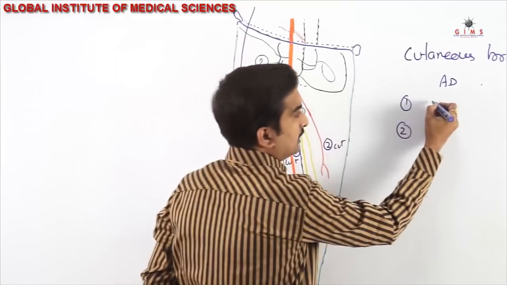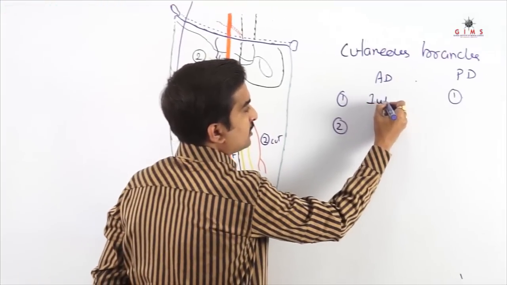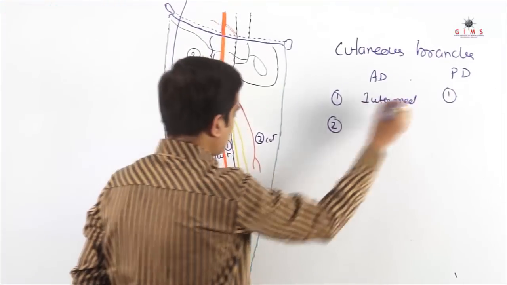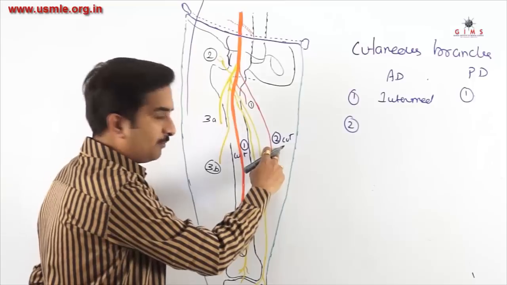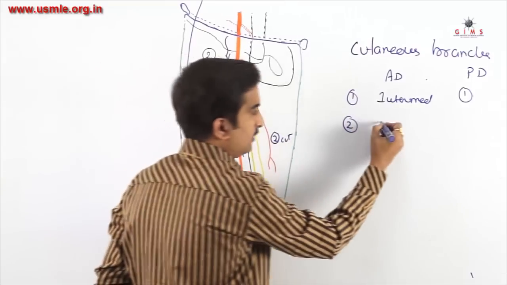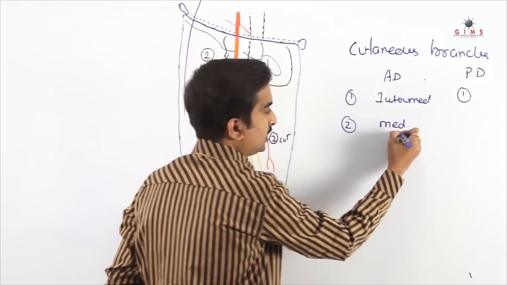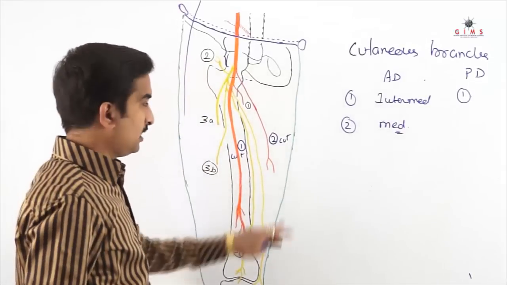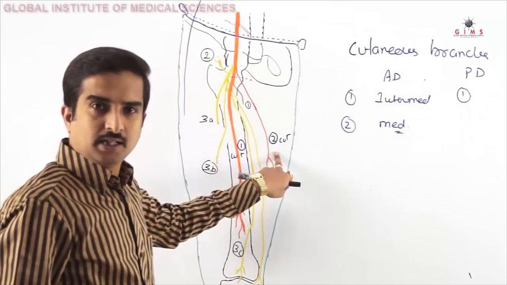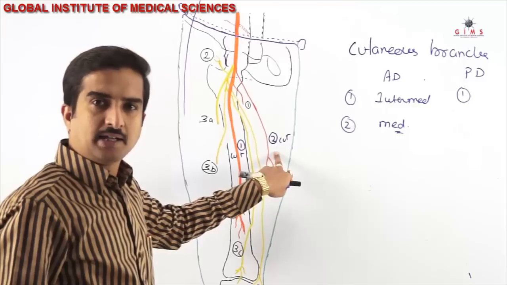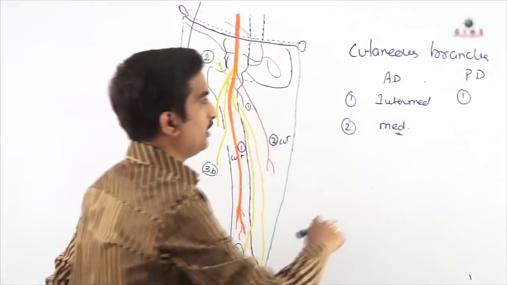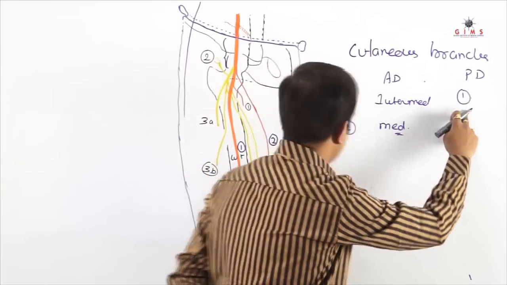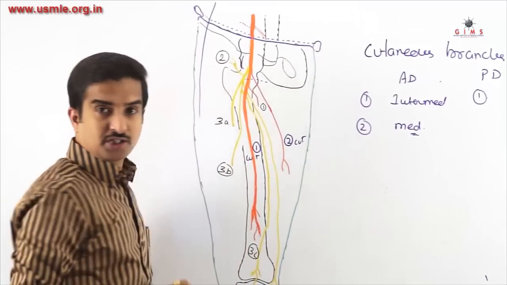So here is the intermediate cutaneous nerve of the thigh, as well as the medial cutaneous nerve of the thigh. The medial cutaneous nerve of the thigh and the intermediate one are the cutaneous divisions given by the anterior division of the femoral nerve, right? Now coming back towards the posterior division, the yellow one is called the posterior division.